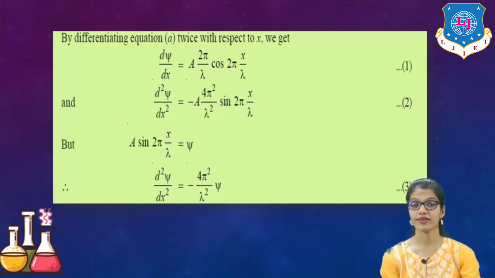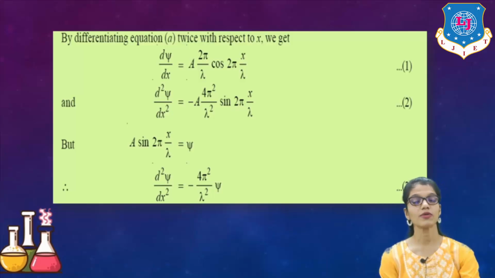So we have the value of psi, and we will put this value of psi into our equation number 2. What will we get? Let's see. d square psi by dx square is equal to minus 4 pi square by lambda square into psi. This is known as equation number 3.